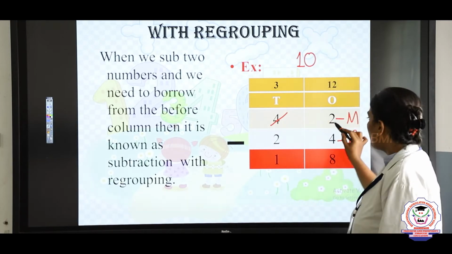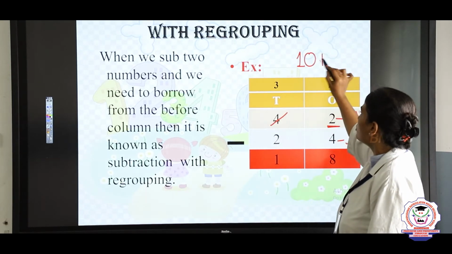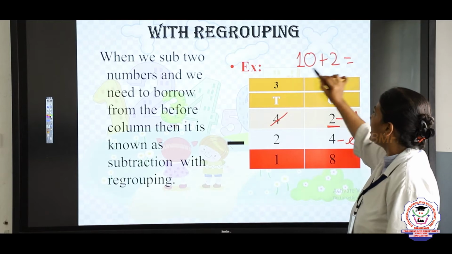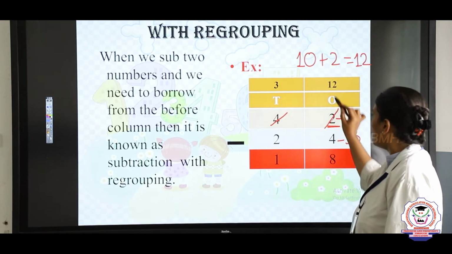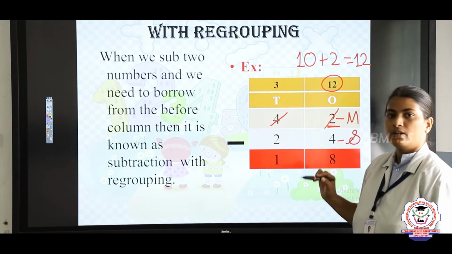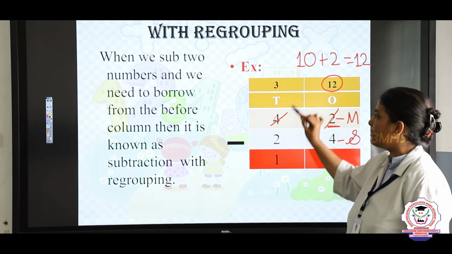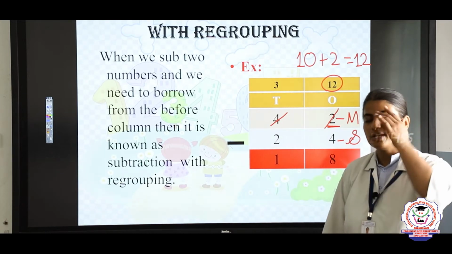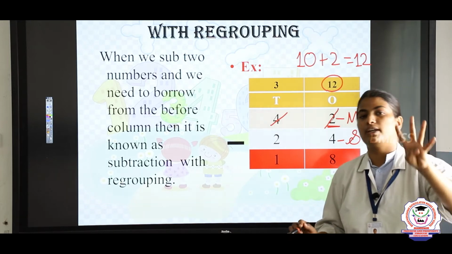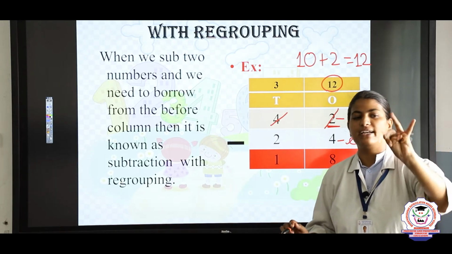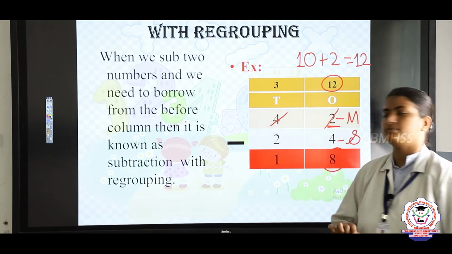And what do you have here, children? In the ones place you have the number 2. So, when you add 10 plus 2, it becomes 12. So, you have to cut 2 and write 12 here. Now, the number in the ones place is 12 and the number in the tens place is 3. Now, say 12 in the mind, 4 in the fingers, 12 before, 11, 10, 9, 8. That is why you get 8 here.